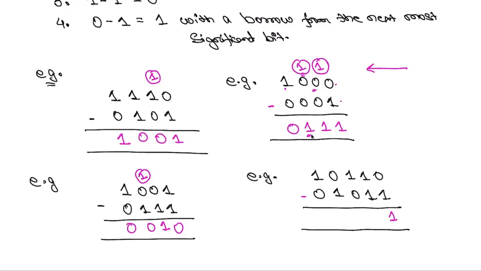0 minus 1 is 1, 1 borrowed, what will be here? What will remain here? 1 minus 1 is 1, again here 0, 0 minus 1 is 1, this will become 0. Clear? It is correct, right?